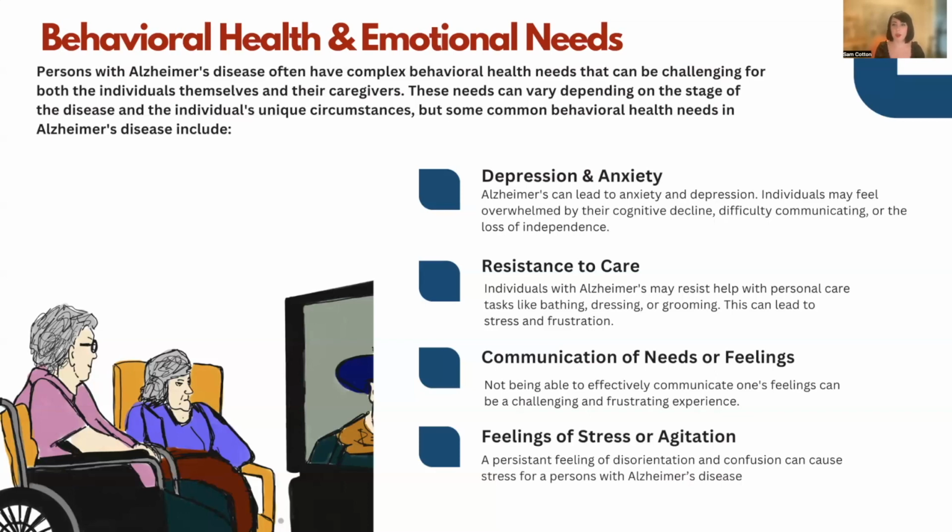Also, individuals might have feelings of stress or agitation. That persistent feeling of disorientation or confusion might cause significant stress for the person with Alzheimer's disease. And once again, not being able to communicate all of that can be very, very challenging for individuals.